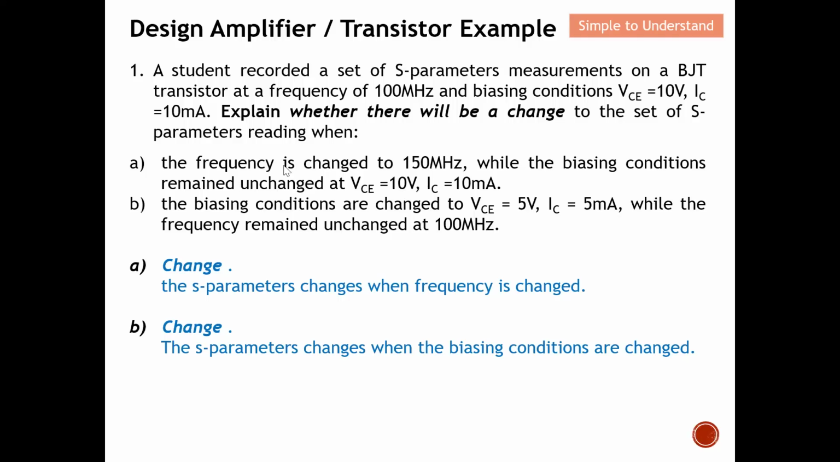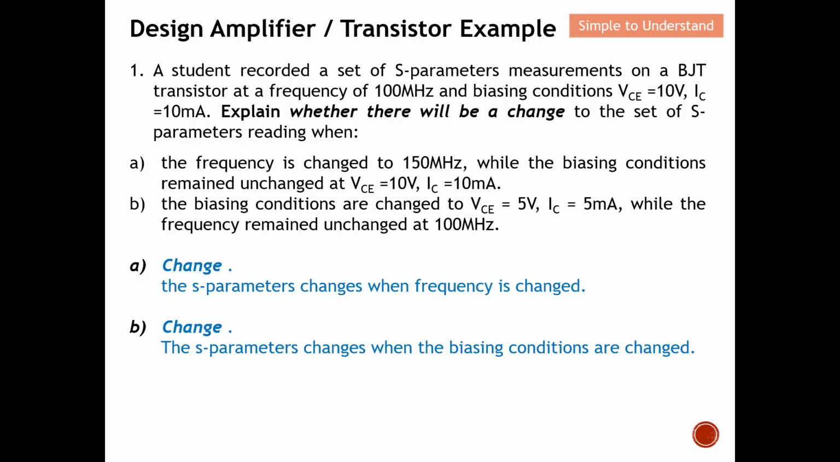Next, the biasing condition changes. As you can see over here, VCE equals 5 volt. It was 10 volt, so now it is reduced to 5 volt, while the current at the collector is also reduced to 5 milliampere. So now, will there be any change of the S parameters while we keep the frequency the same at 100 megahertz? Again, I explained this in the part 14 series discussion. When we change the biasing condition, basically, you need to recheck the stability condition again.